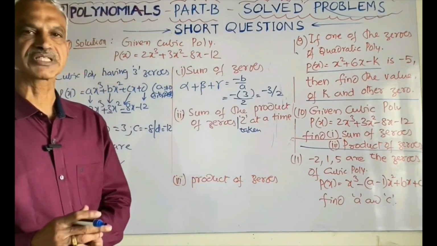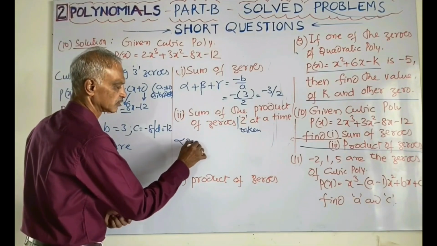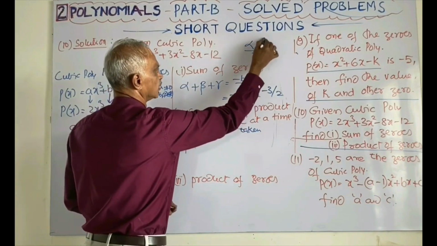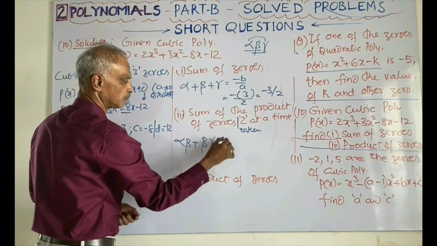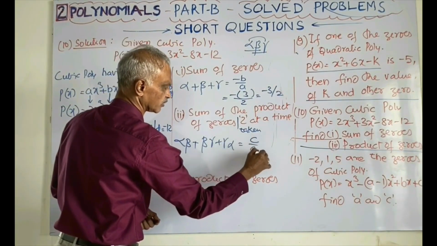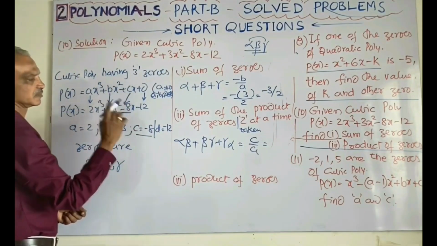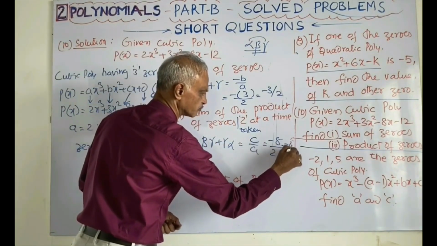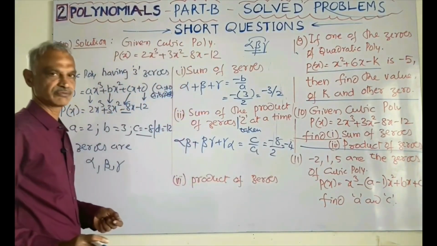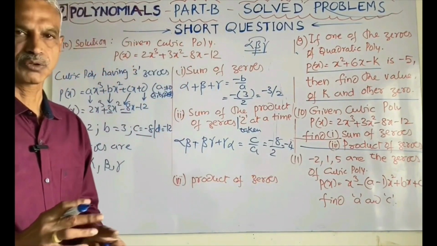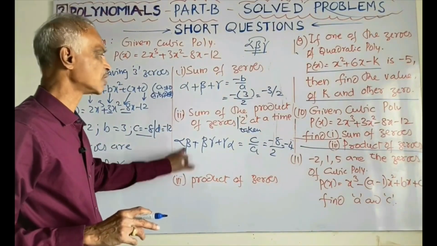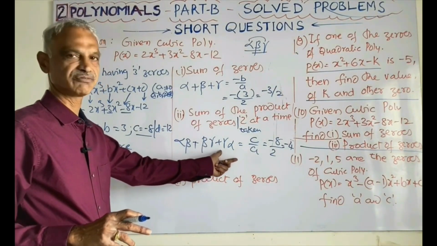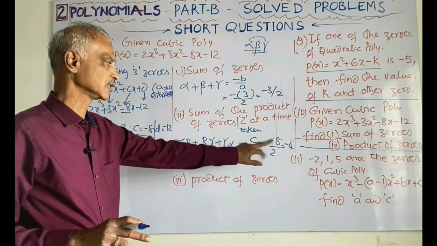The sum of the product of zeros taken 2 at a time, alpha beta plus beta gamma plus gamma alpha, is equal to C by A. C is minus 8 and A is 2, so this is equal to minus 4. If you find the zeros of this cubic polynomial and take the sum of the product of zeros 2 at a time, that is C by A, which is minus 4.